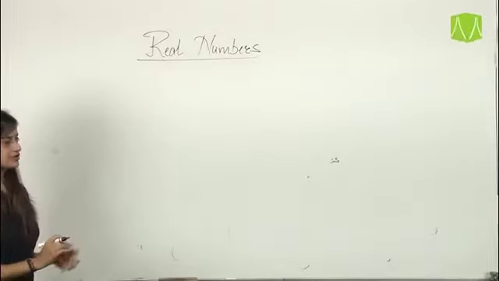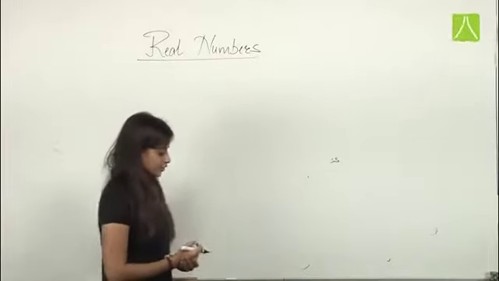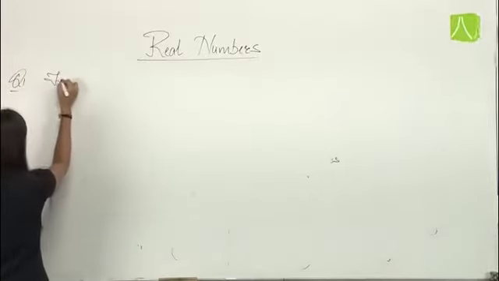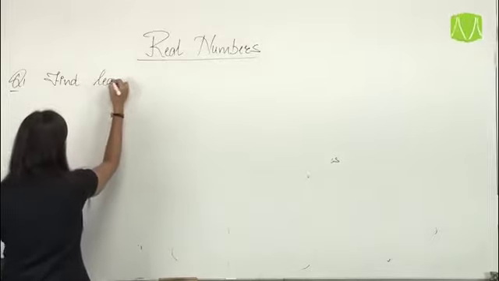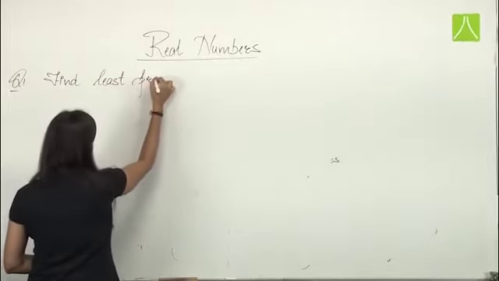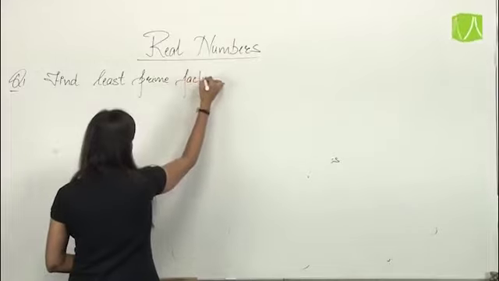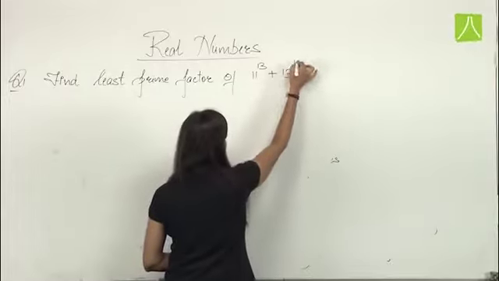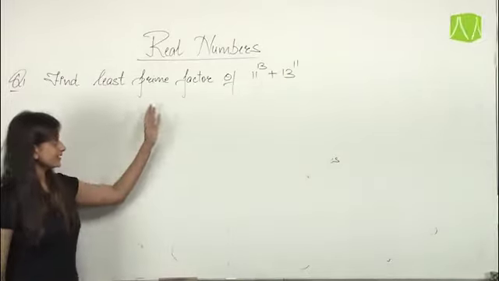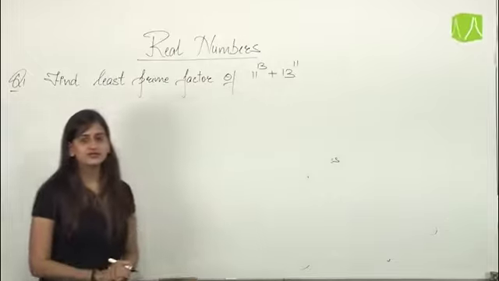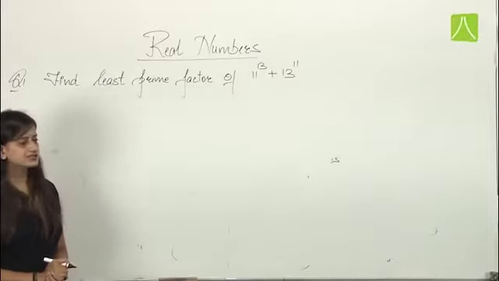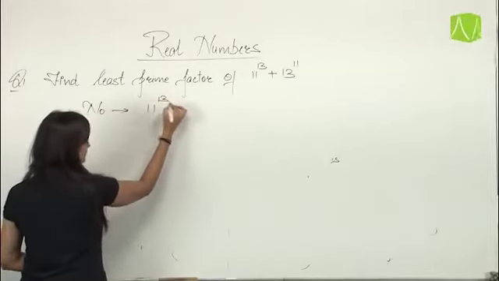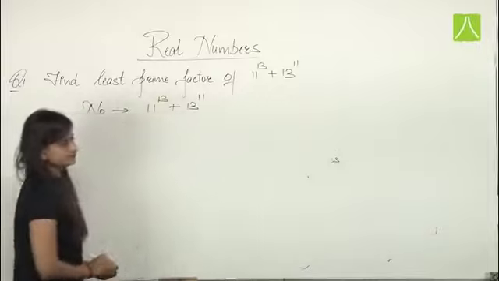Let's do some questions related to the classification of numbers. Question number 1: find the least prime factor of 11 power 13 plus 13 power 11. This is a number, 11 power 13 and 13 power 11. We have to find the least prime factor of this number. Our number is 11 power 13 plus 13 power 11.